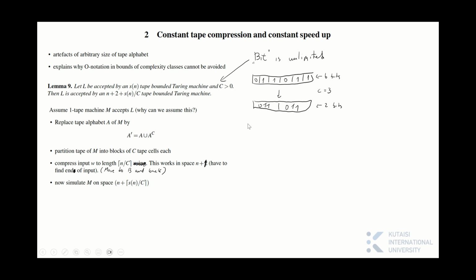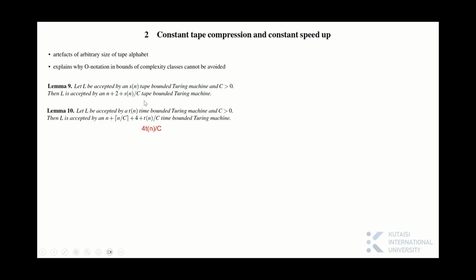So you just simulate however this machine was operating here, exactly the same way, but now you operate on blocks and you take n divided by C many blocks. So your blocks now are n divided by C, and n plus 2 for the compression that you got. That's it. That's in very short.